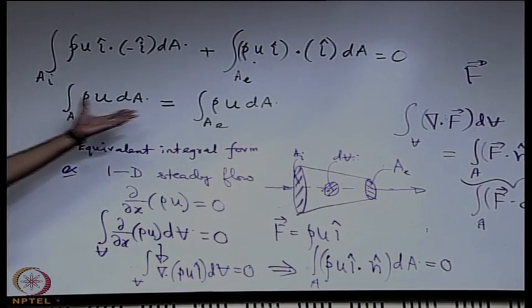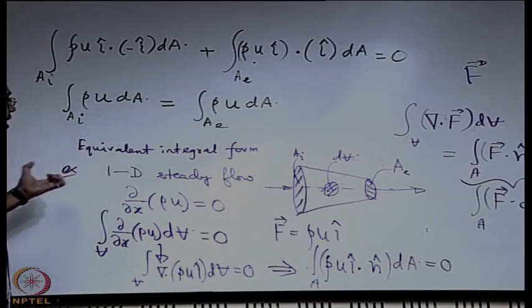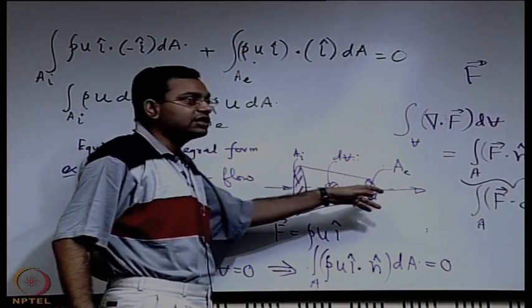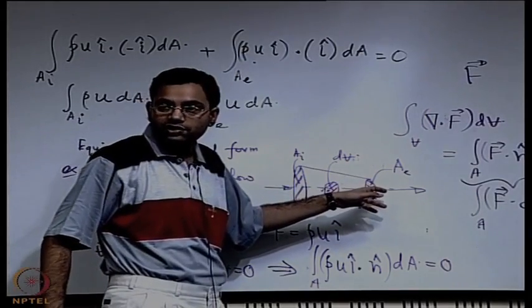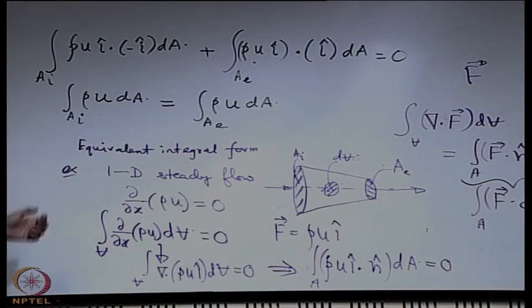So, what does it say physically? It says that for steady state, whatever is the mass flow rate in across this section, the same must be the mass flow rate out across this section. That is what it is physically saying. Mathematically the statement is straightforward.